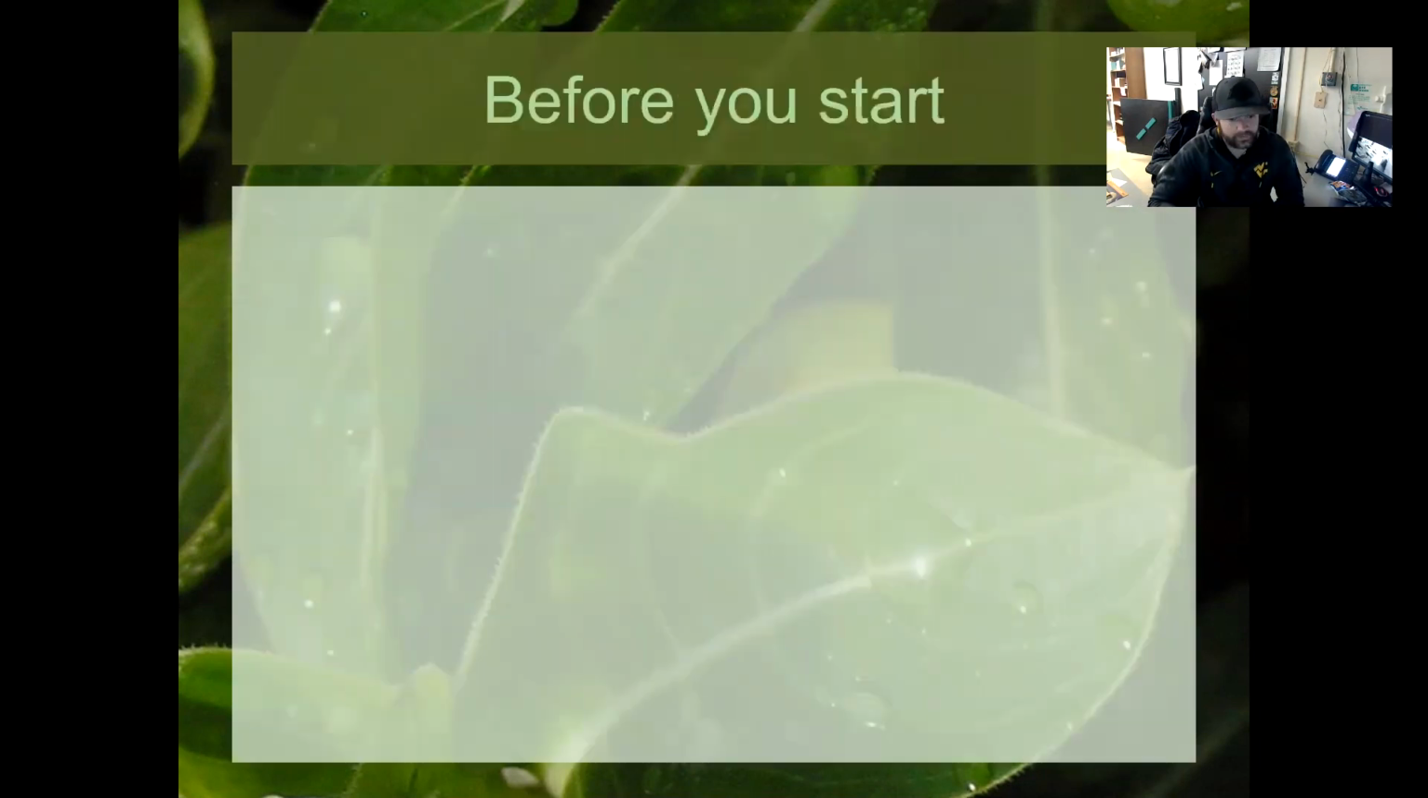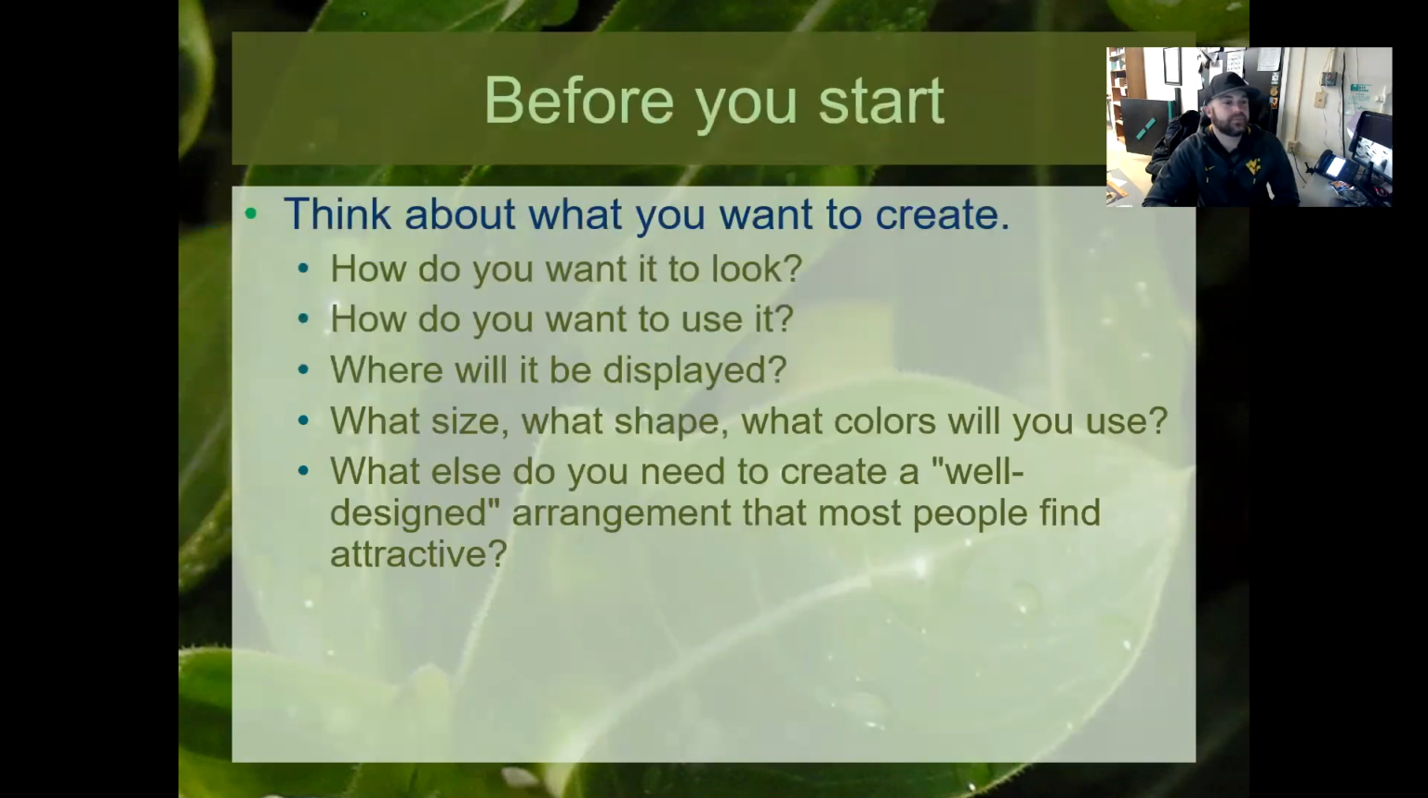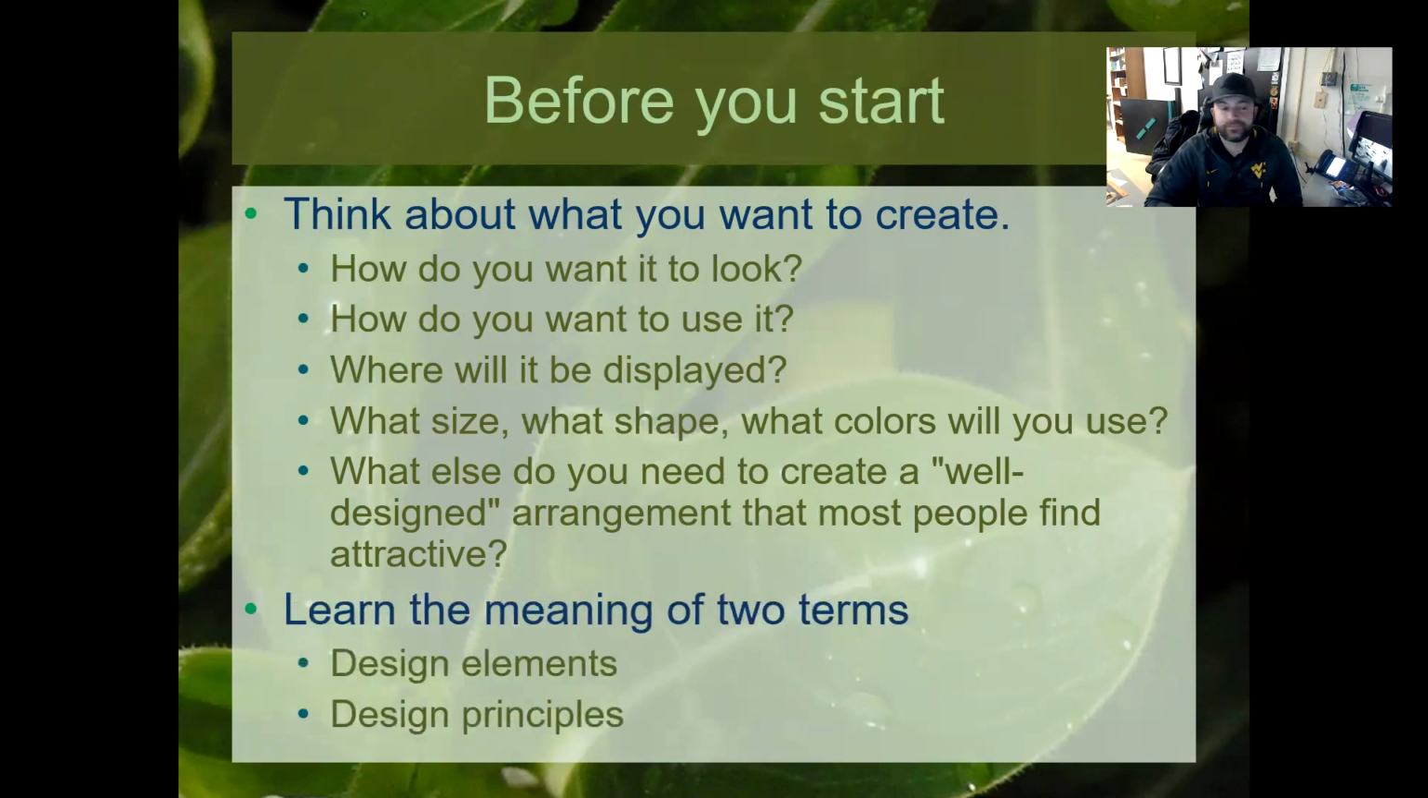So first thing we're gonna do is make a design plan. Before you start, think about what you wanna create. How do you want it to look? How do you wanna use it? Where will it be displayed? What size, what shape, what colors will you use? What else do you need to create a well-designed arrangement that most people will find attractive? And learn the meaning of two terms, design elements and design principles.